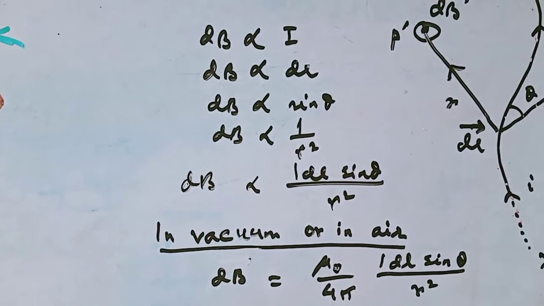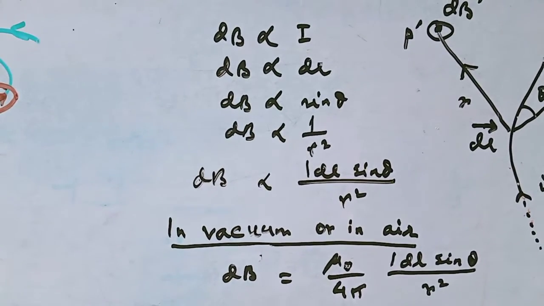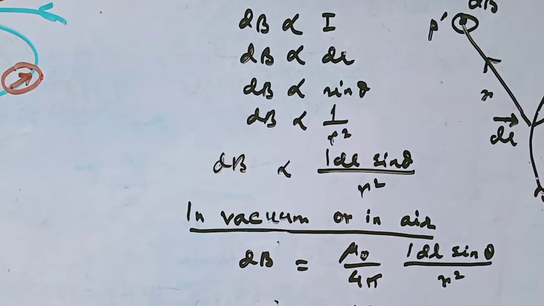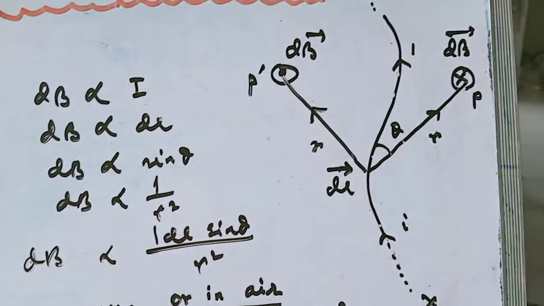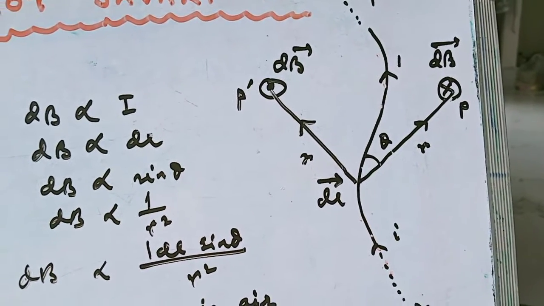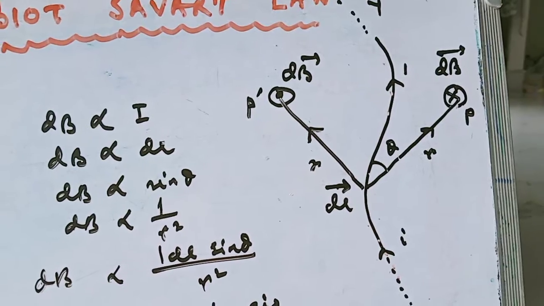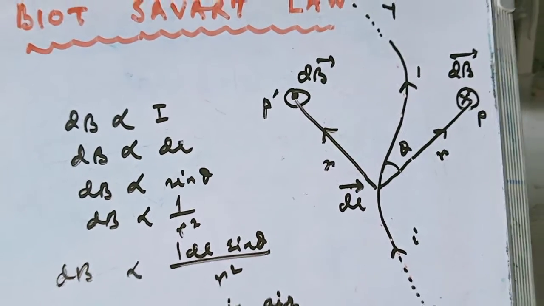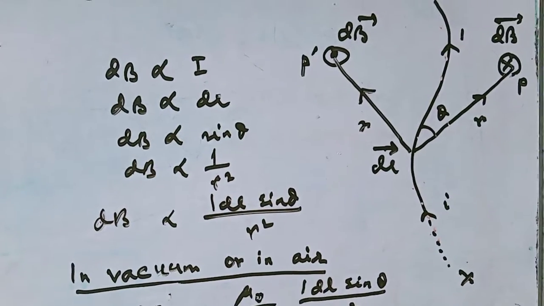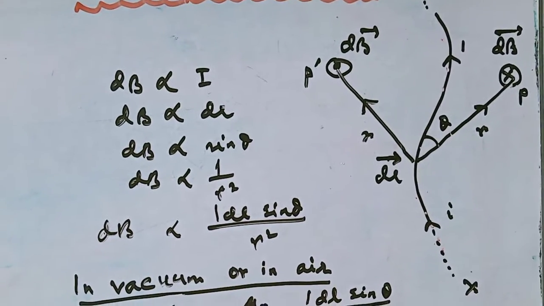Similarly, at angle 0 degree and 180 degree with the direction of current, no magnetic field is developed at points. So if the points are along the line, if P is along the line through which the current is flowing, then the value of dB will be equal to 0.